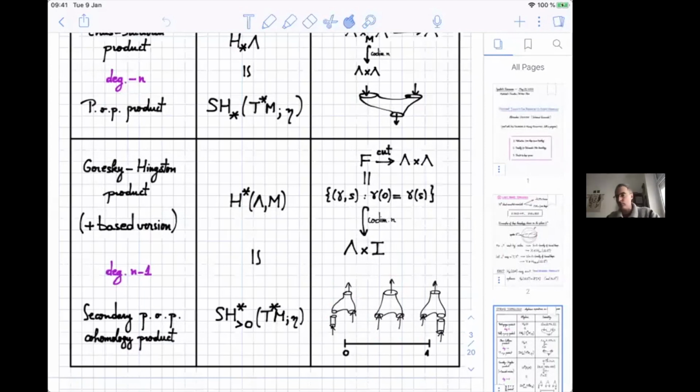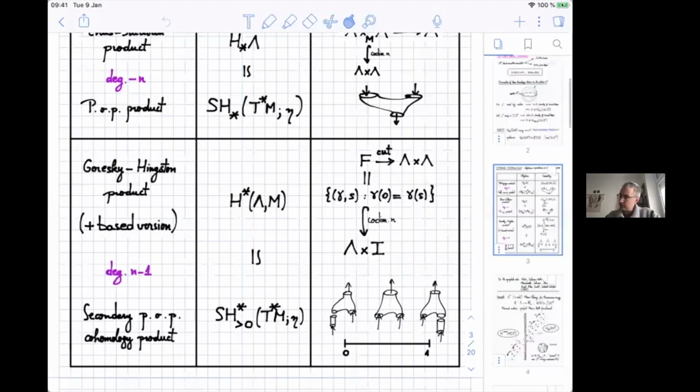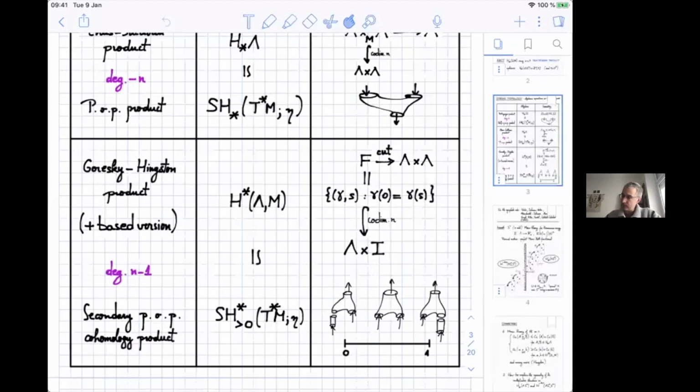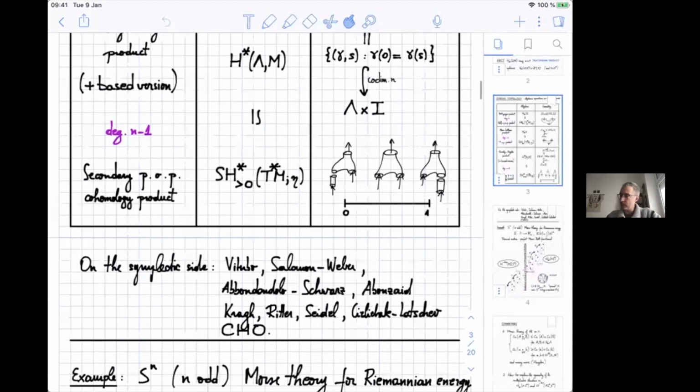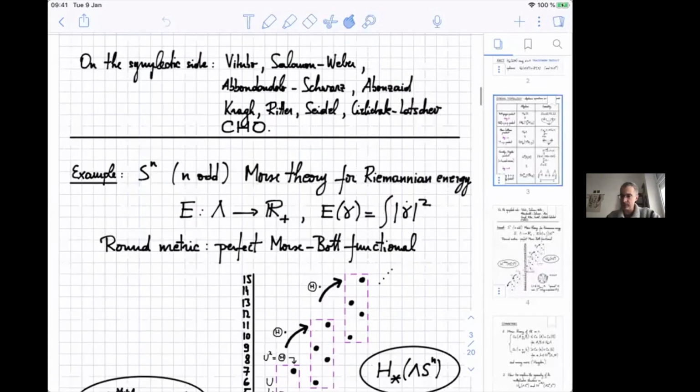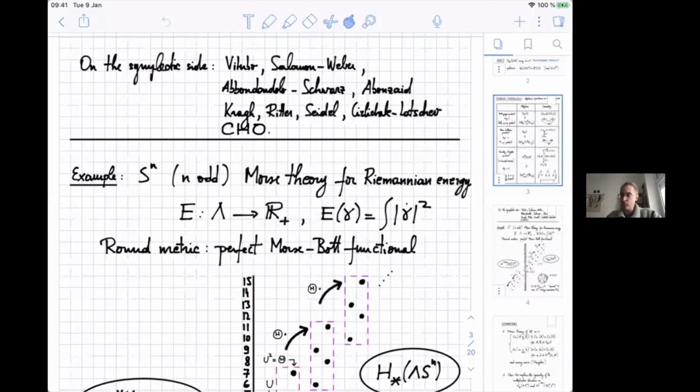So these are three instances of operations. And of course, I haven't pronounced one single name, and there's a lot of names involved in this. Generally, the isomorphism between symplectic homology and homology of free loop space is known by the name of Viterbo isomorphism. There are various proofs and enhancements, including algebraic structures, that were due to Salamon-Weber, Abbondandolo-Schwarz, Abouzaid, Cieliebak, Ritter, Seidel, Cieliebak-Latschev, and we will also have our own little contribution to the story, especially related to the cohomology product.